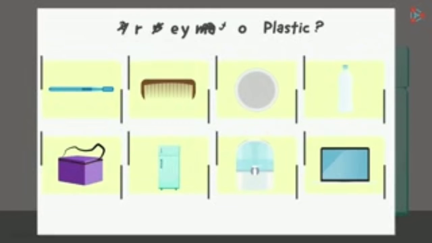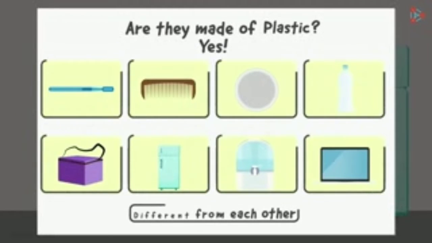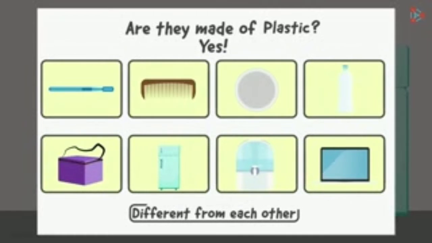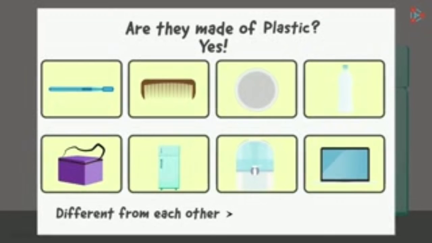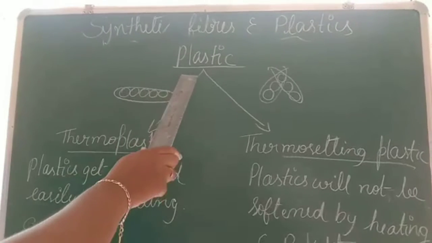So are all these articles made up of plastic? Yes, but they are quite different from each other. So how is that possible? Well, it is possible because plastic itself comes in various forms. Next we'll move on to plastics.